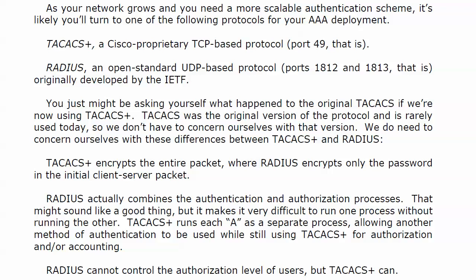The first one being that TACACS+ encrypts the entire packet, and RADIUS encrypts only the password in the initial client-server packet. Sounds like a vote for TACACS+ to me. Now, RADIUS combines the authentication and authorization processes. And at first, that sounds like a good thing. They're in one process. We only have to configure one. It doesn't really work that way because it makes it very difficult to run one process without running the other. It usually ends up being an unnecessary hit to your device.